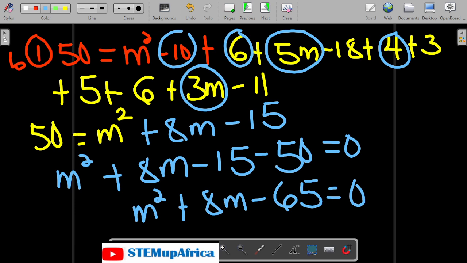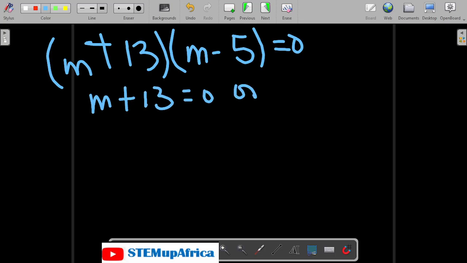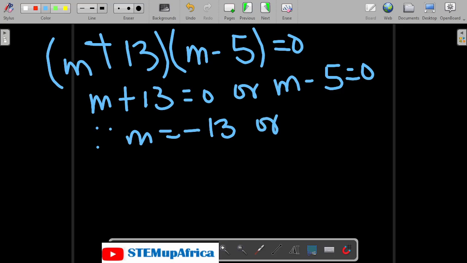So you have to think of two numbers. If you multiply the two numbers, you have minus 65. If you add the two numbers, you have 8. Those numbers could only be positive 13 and minus 5. So I'm going to have m plus 13 and m minus 5 is equal to 0. So m plus 13 is equal to 0, or m minus 5 is equal to 0. Therefore, m will give me minus 13, or m will give us a positive 5.